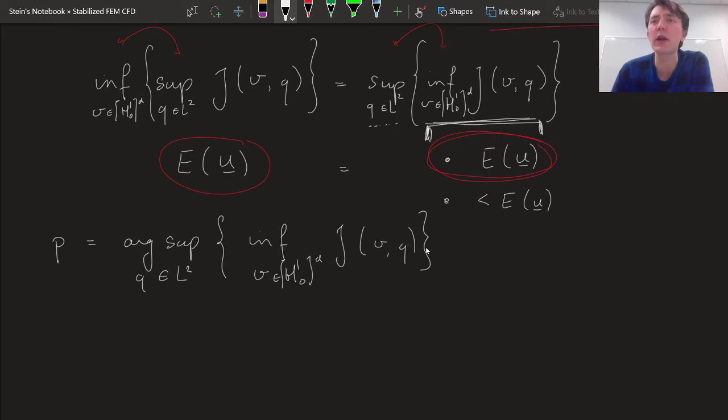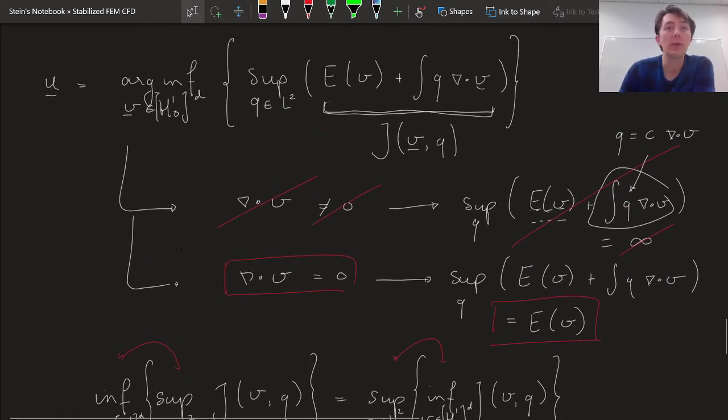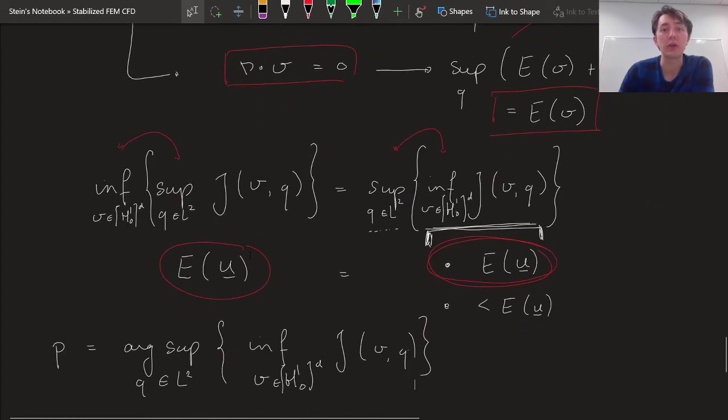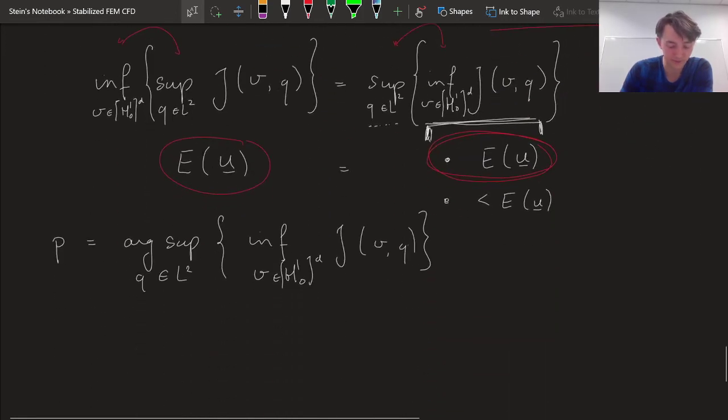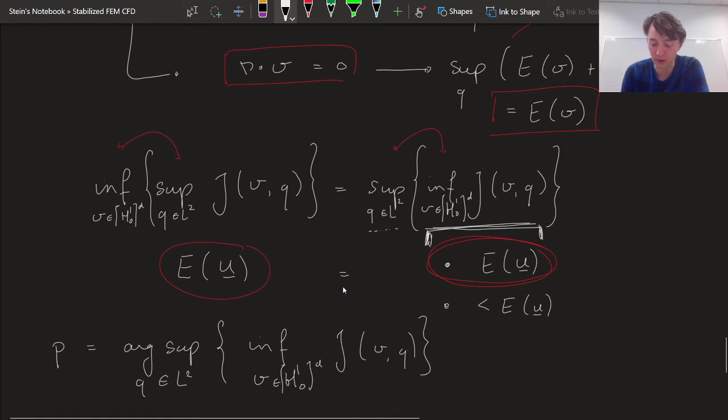Yeah, so I've formulated what we call a dual problem, and thereby introduced a new solution variable. Given that u is going to be the solution of the infimum of the supremum, and p is going to be the solution of the supremum of the infimum, I can also say that on the right side, this is going to be equal to J of u, comma p, the two solution variables.